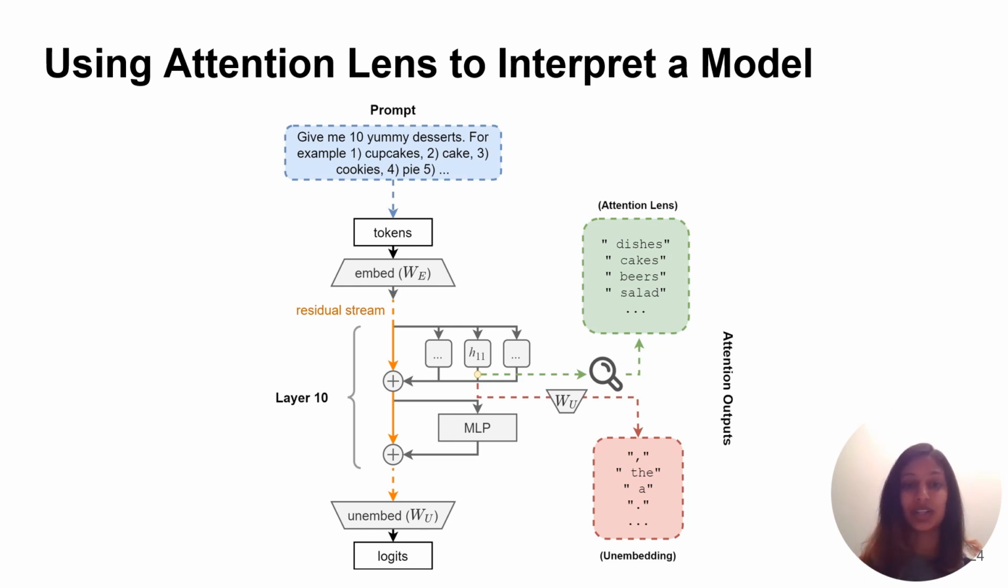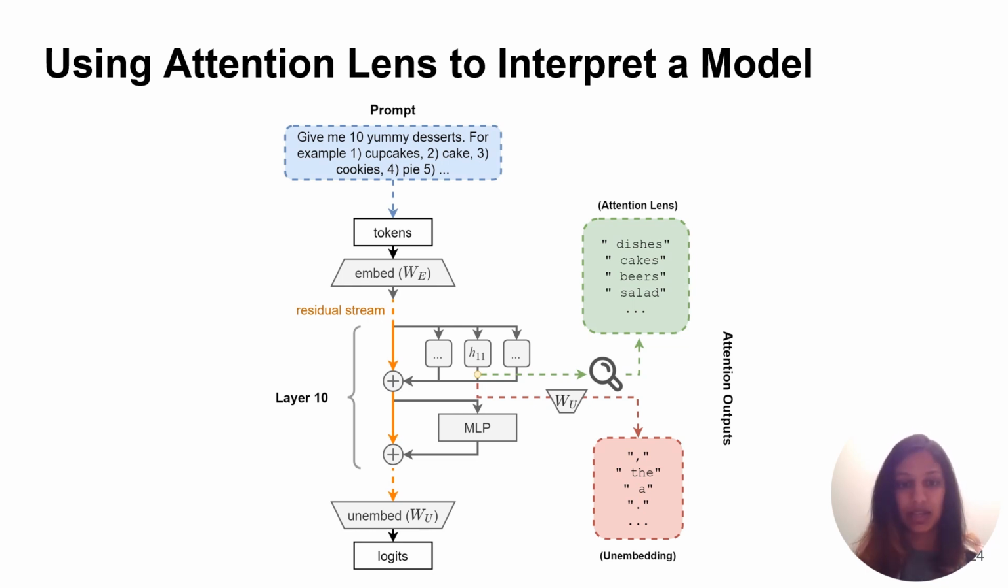Now we're ready to visualize a concrete attention lens use case. Consider we prompt a model with, give me 10 yummy desserts. For example, 1 cupcakes, 2 cake, 3 cookies, 4 pie, 5 ... This is GPT-2-Small, and I know for a fact that GPT-2-Small does produce a dessert-related item. Perhaps as researchers, we're now very curious as to what parts of the model were integral to this model's correct prediction. If we apply Logit Lens, aka the model's unembedding matrix, to various attention heads, we can try and gauge what types of words or tokens are coming out of those attention heads.